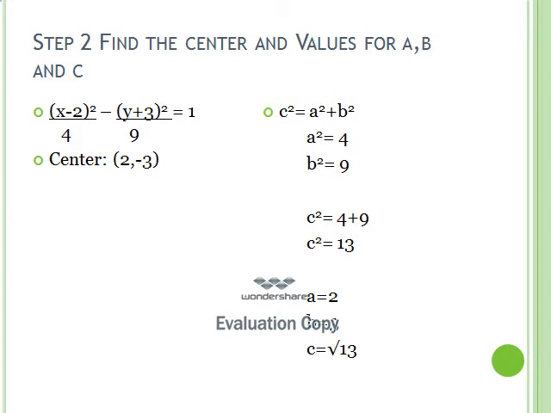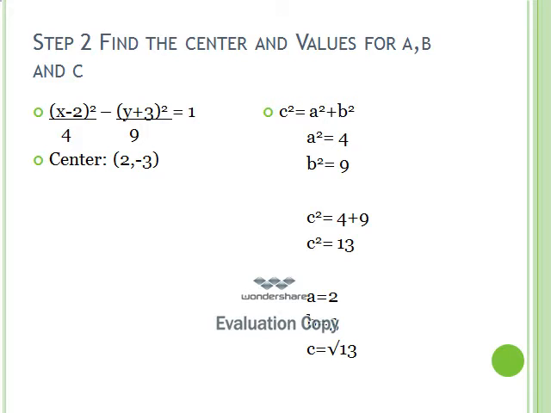For our second step, we must find the center and the values for a, b, and c. The center is always h, k. H is always next to the x, and k is always next to the y, making our center (2, -3).